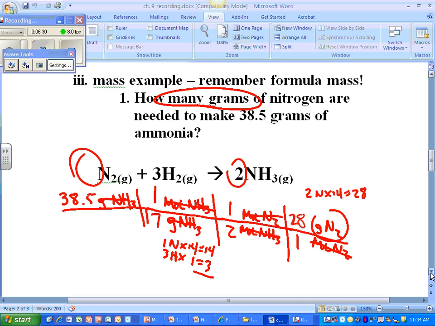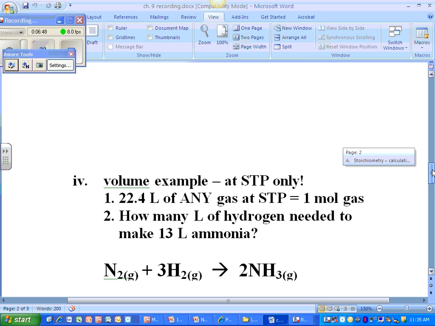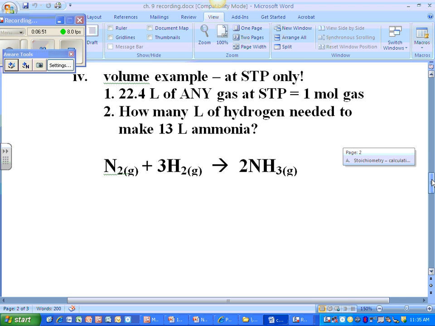So I just multiply straight across: 38.5 times 1 times 1 times 28, divided by parentheses, 17 times 2 times 1, close my parentheses. You'll get an answer, and make sure it is in 3 significant figures. Now that we've done all of that, let's take a look at how we do volume. With volume, we're only going to be looking at STP, and we can do our last problem with these conversions.